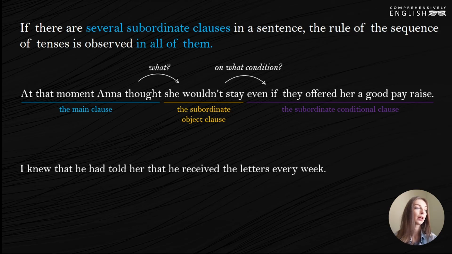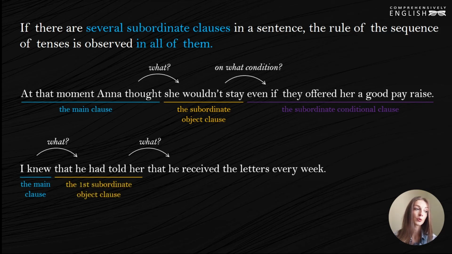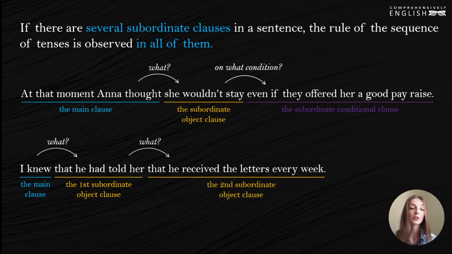And another example, I knew that he had told her that he received the letters every week. I knew what? That he had told her. He told her what? That he received the letters every week. We have two subordinate object clauses. The main clause is I knew. That he had told her is the first subordinate object clause, and that he received the letters every week is the second subordinate object clause. Again, the tenses are sequenced here.